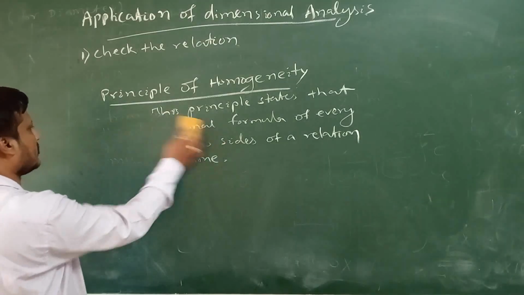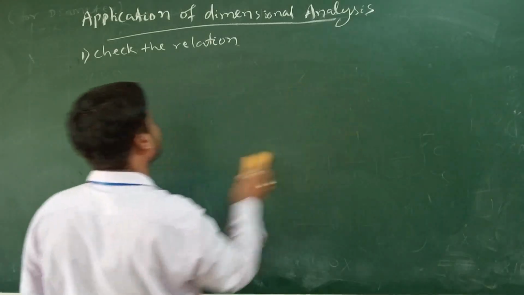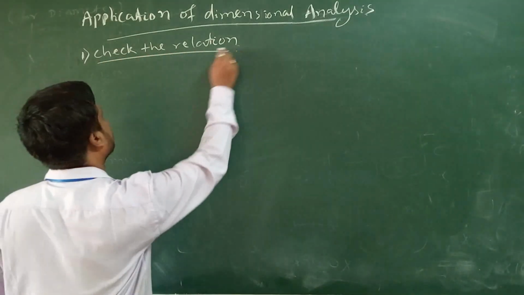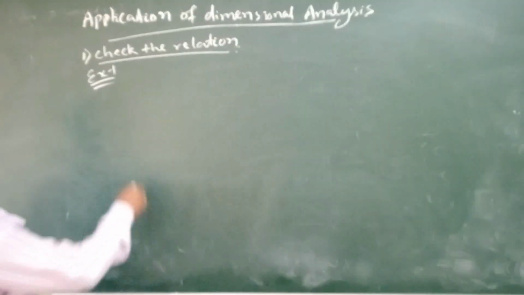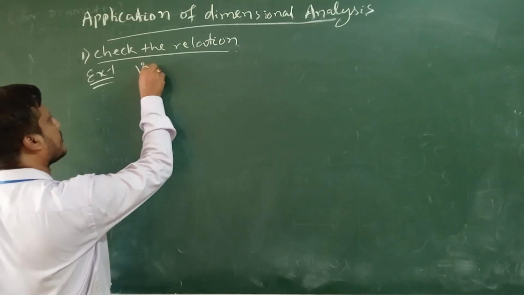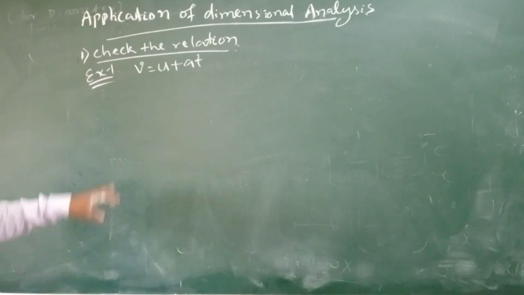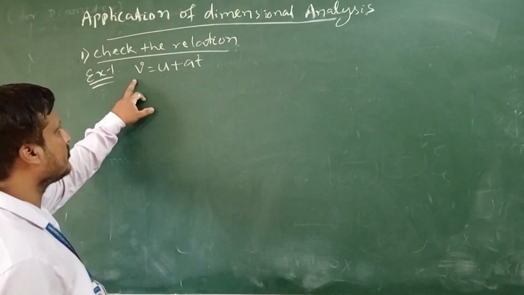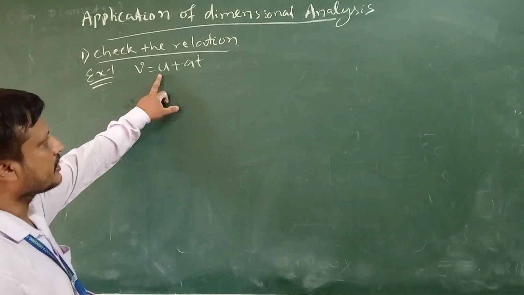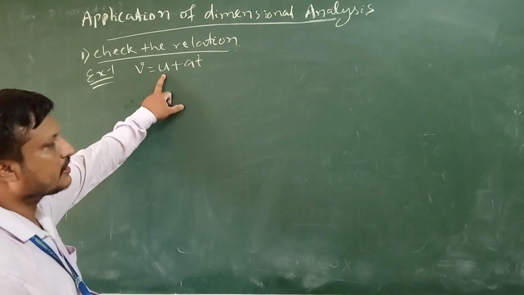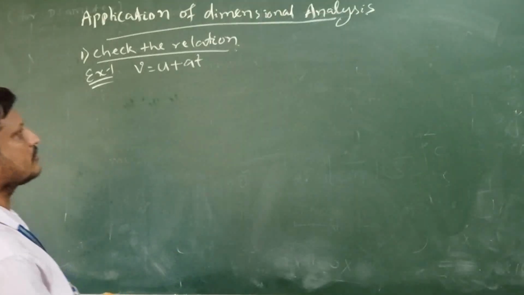So first we will go to check the relation. First we will do one example of check the relation. V equal to U plus A T. In this relation, four physical quantities are there. One is V, that is final velocity of the particle. Second one is U, initial velocity of the particle. Third one is acceleration of the particle. And fourth one is time.